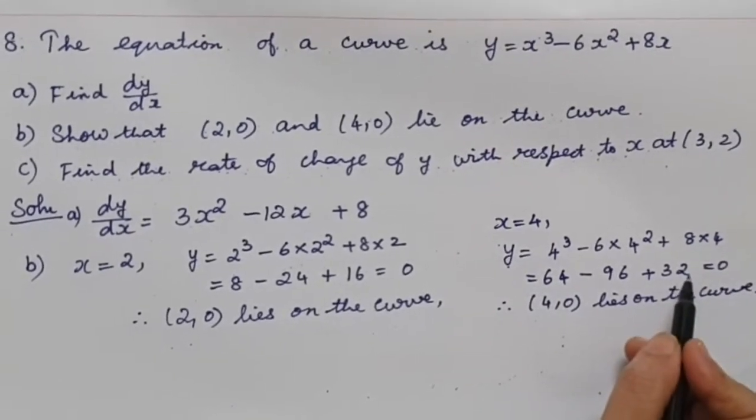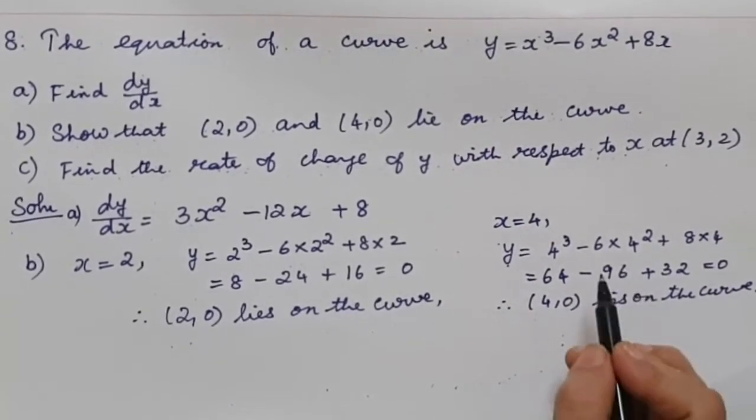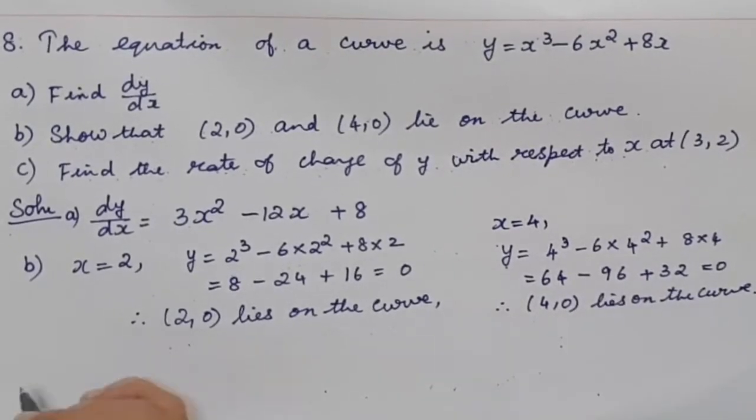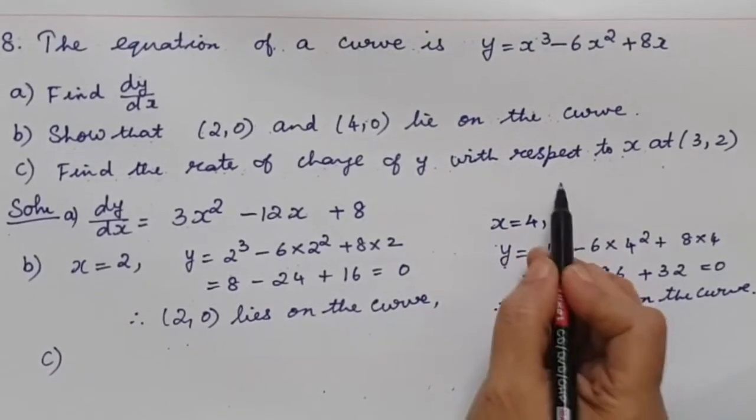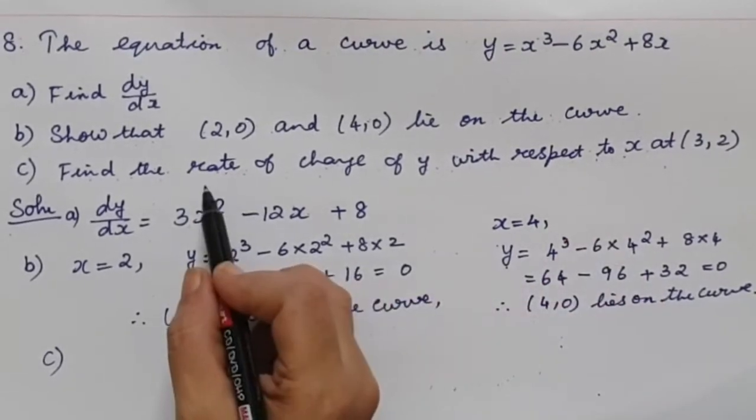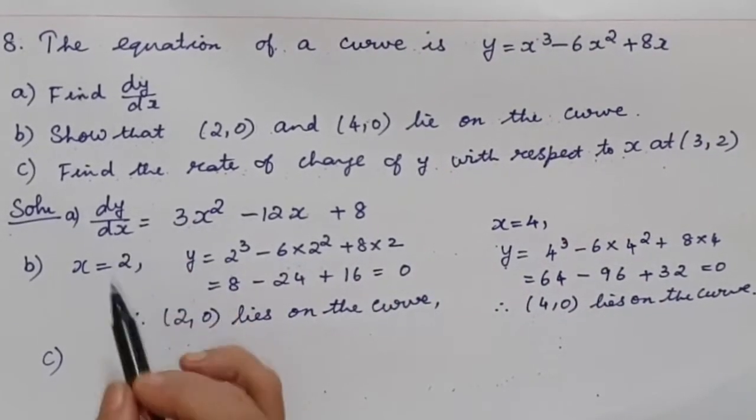If we don't get a 0, if we get some other answer, then we say it does not lie on the curve. Now the C part. Rate of change of y with respect to x. Rate of change is nothing but the differentiation. We have already done it.